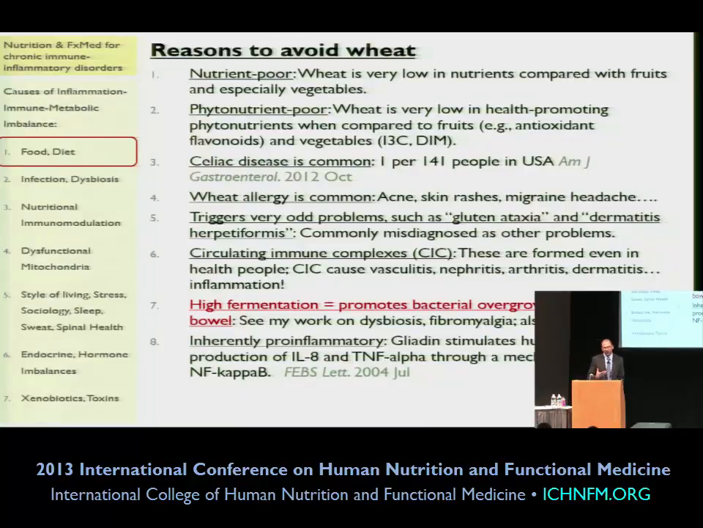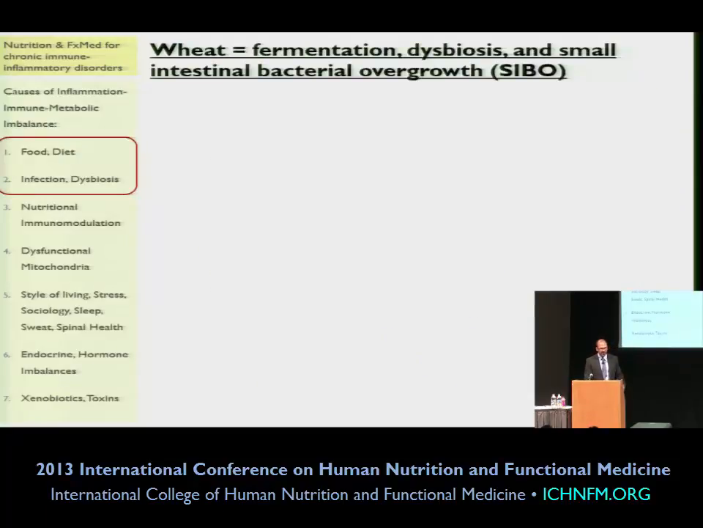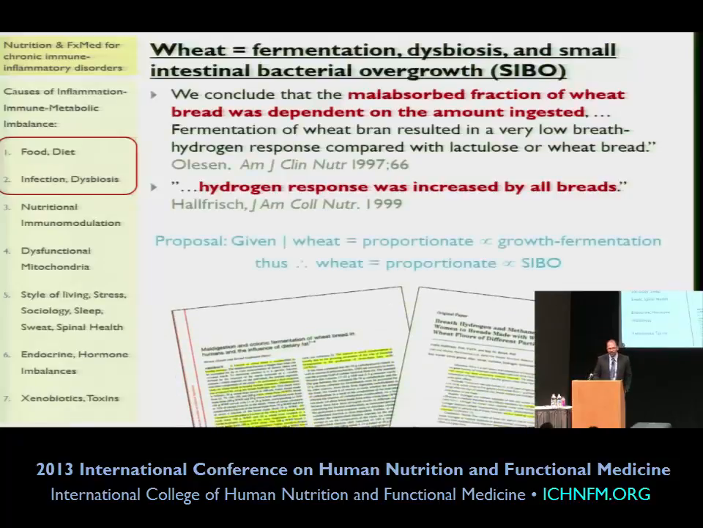Wheat is also inherently pro-inflammatory. So again, regardless of allergy, family history, it is inherently pro-inflammatory. It activates NF-kappaB, certain proteins. Wheat causes inflammation, as you can see from this open access article. So I'll just read the last sentence that's highlighted here. Gluten might play a key role in the pathogenesis of autoimmune and inflammatory disorders and some malignant diseases. Wheat promotes bacterial overgrowth, as I say here.